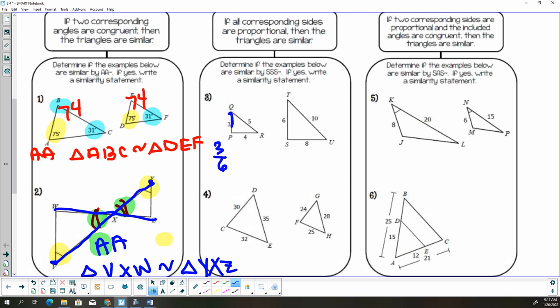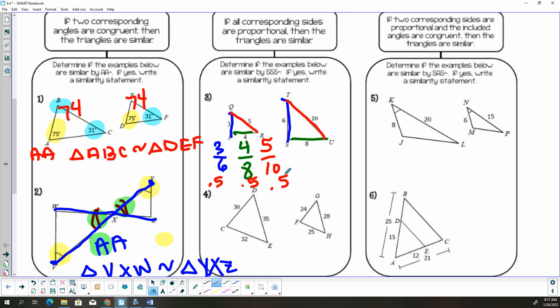Like you would do 3 over 6, 4 over 8, and then 5 over 10. And again, you could also reverse it and do 6 over 3, 8 over 4, 10 over 5. But when you reduce all of these, 3 over 6, that's 0.5. 4 over 8 is 0.5. 5 over 10 is 0.5, or 1/2, which means that the sides are proportional.